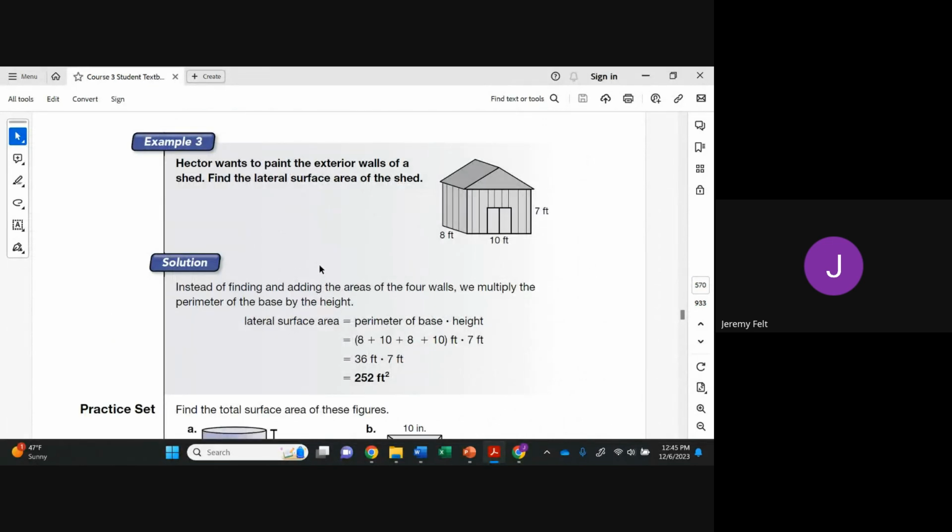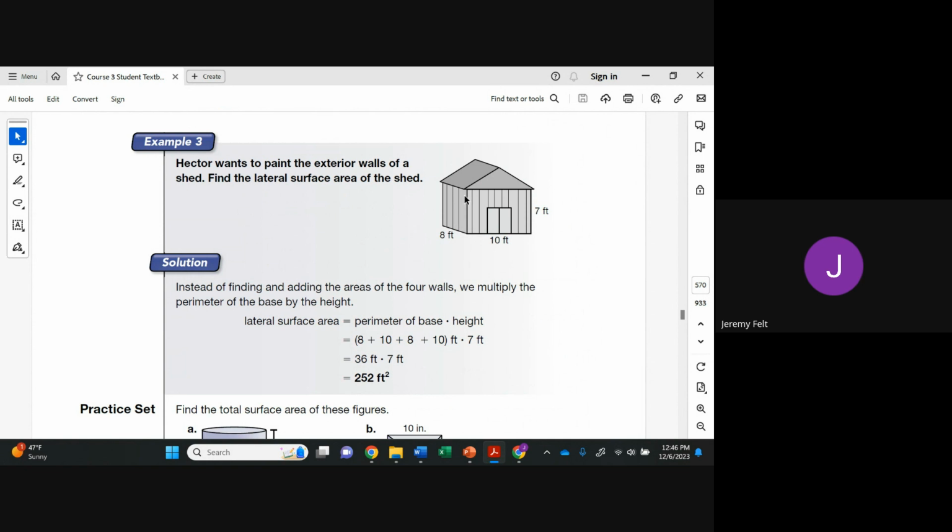Okay, so Hector wants to paint the exterior walls of a shed. He's probably not going to paint the shingles, probably not going to dig up the ground to paint the floorboards or anything like that. He's probably just going to do the exterior walls, which makes sense. So find the lateral surface area. So we have 10 by 7, okay? 8 times 7, and this side, again, assuming all walls are squares, 8 times 7, and then 10 times 7.